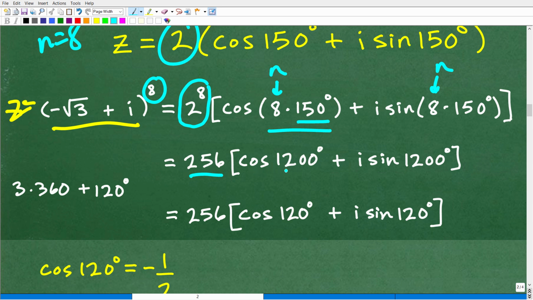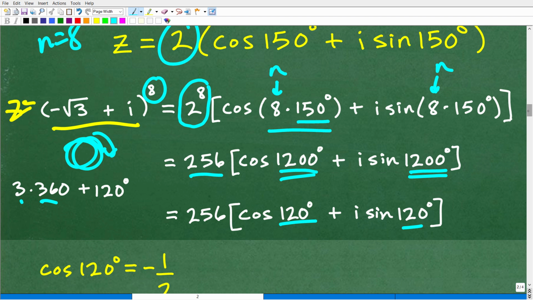And now we're going to have cosine of 1200, since 8 times 150 is 1200, plus i sine of 1200. So 1200, what is that? Well, remember, we have this large angle going around our circle. How many times? It went around 3 times and then another 120 degrees. So cosine of 1200 degrees is the same thing as cosine of 120 degrees, and sine of 1200 degrees is the same thing as sine of 120 degrees.